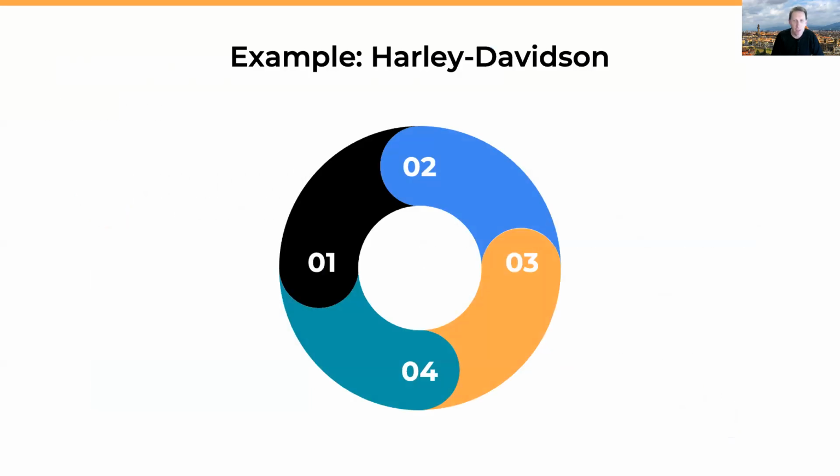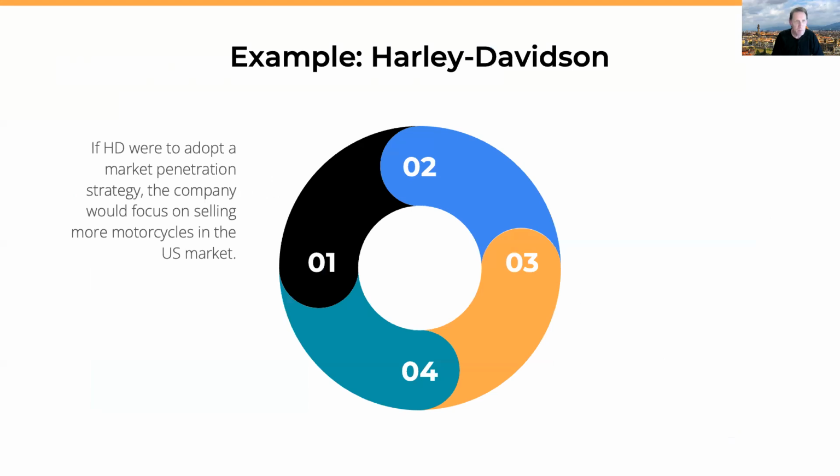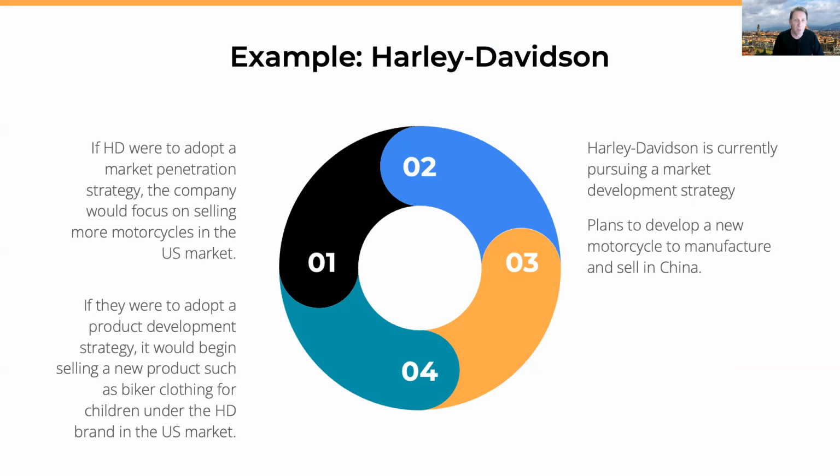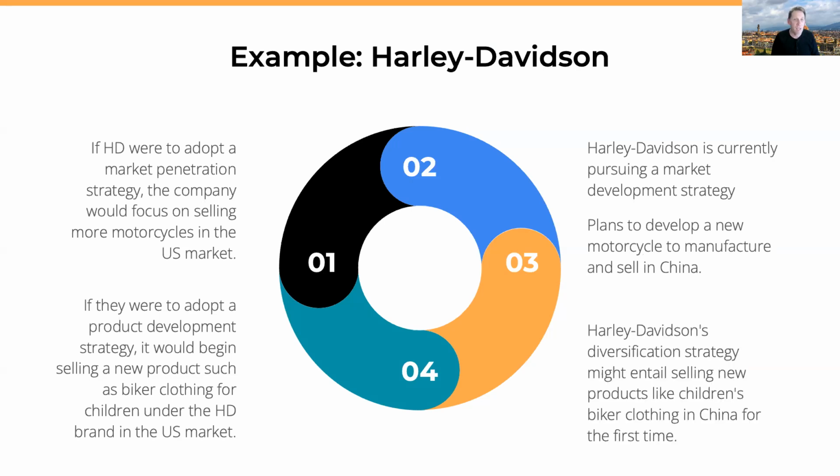Here's another example, Harley-Davidson Motorcycles, or HD. Now, if HD were to adopt a market penetration strategy, the company would focus on selling more motorcycles in the US market. If they were to adopt a product development strategy, it would begin selling a new product, such as biker clothing for children, under the HD brand in the US market. But Harley-Davidson is currently pursuing a market development strategy. They plan to develop a new motorcycle to manufacture and sell in China. And they might have a diversification strategy that might entail selling new products, like children's biker clothing, in China for the very first time.